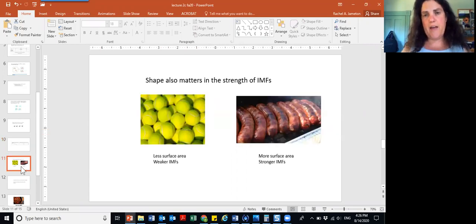Okay, so shape also matters. It has to do with the surface area. If your molecule is highly branched and more of a ball shape, you'll get less of a good interaction between the surface area. Whereas if you have long, thin molecules, there's more surface area for interactions, and you'll have stronger intermolecular forces.